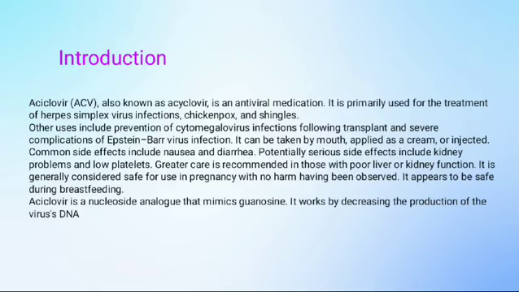Common side effects include nausea and diarrhea. Potentially serious side effects include kidney problems and low platelets. Greater care is recommended in those with poor liver or kidney function. It is generally considered safe for use in pregnancy with no harm having been observed. It appears to be safe during breastfeeding. Acyclovir is a nucleoside analog that mimics guanosine. It works by decreasing the production of the virus's DNA.